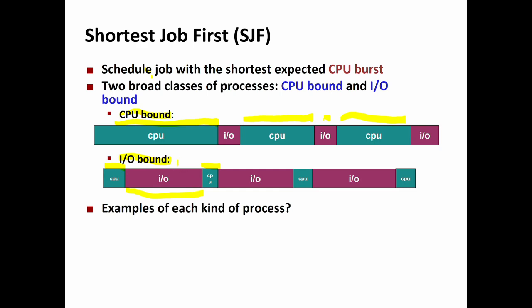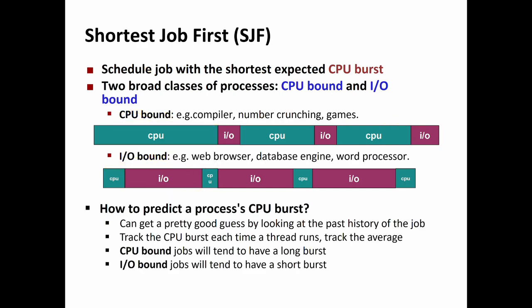Or when you're editing something in PowerPoint or presenting, etc. Okay, so as we have seen, compilers, number crunching, encoding this particular video so that I can upload it, they're all CPU bound. Whereas I/O bound jobs are web browsers, database engines, word processors, etc.